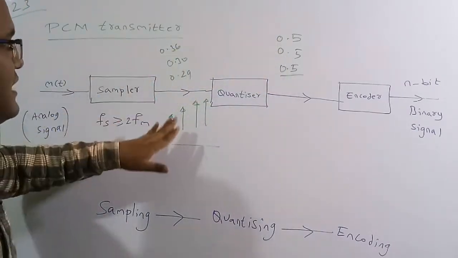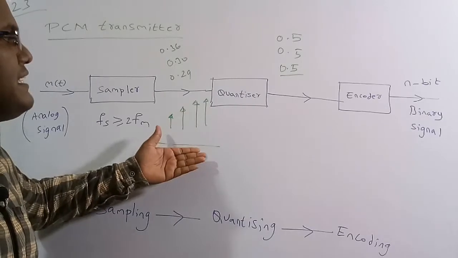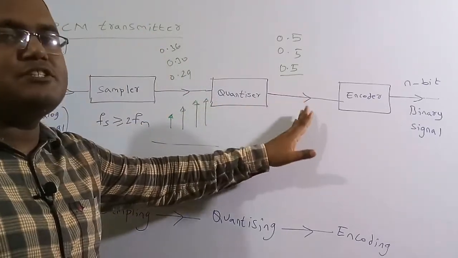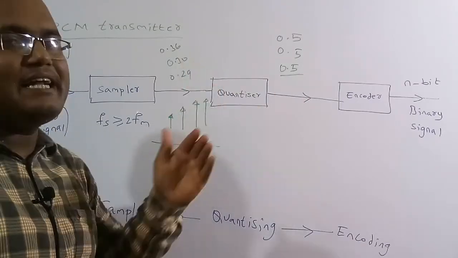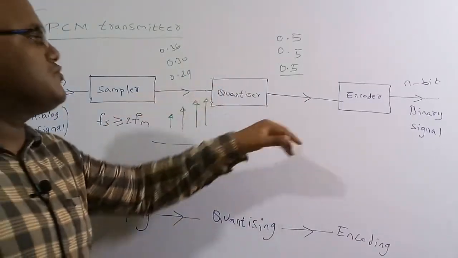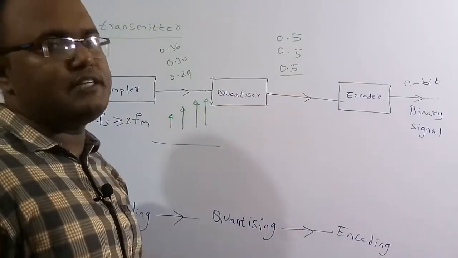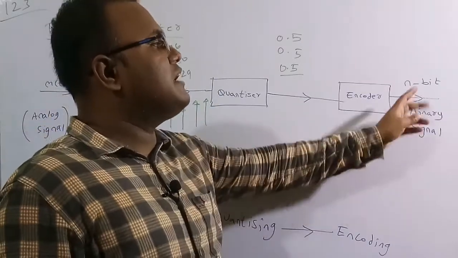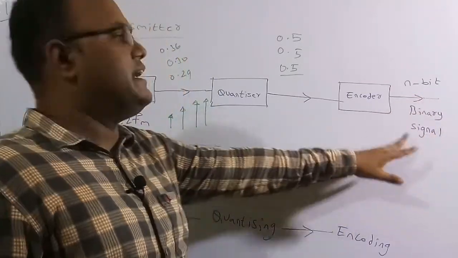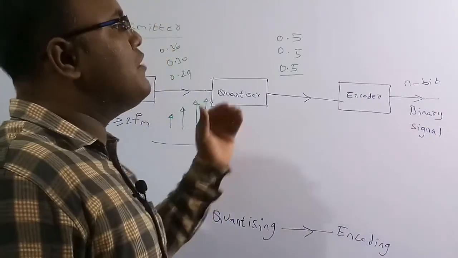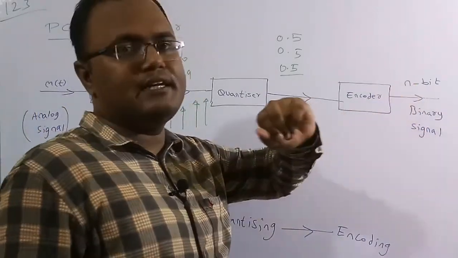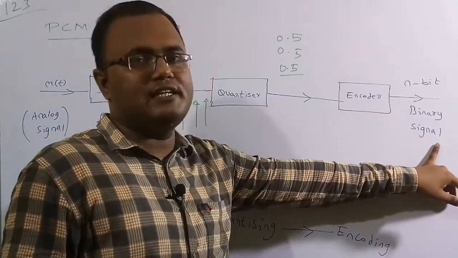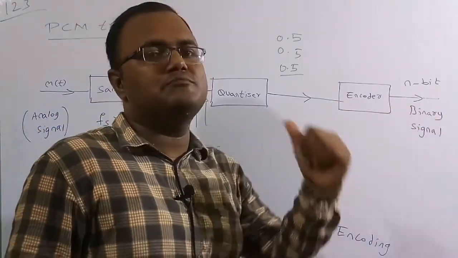So after the sampler we can get an infinite number of amplitudes. By using the quantizer we are going to fix particular standard levels. With the help of this we can decrease the number of amplitude levels. And then each sample of fixed standard level we are going to convert into a binary digit, n bit data. Each and every sample we represent by n bit binary data. We do this with the help of the encoder. So this is the binary signal, and now we are going to transmit this binary signal through the channel.